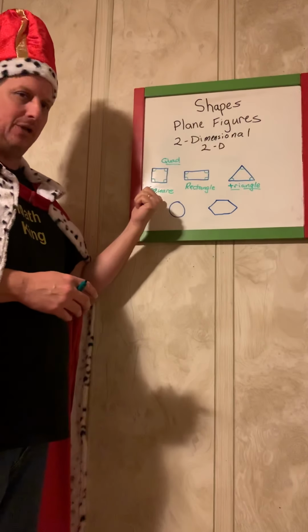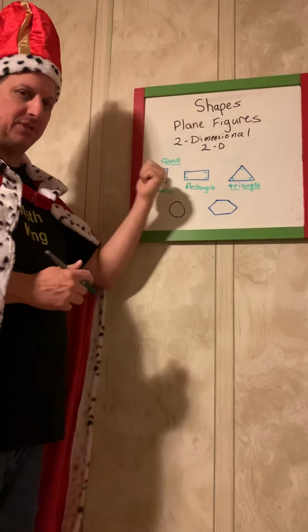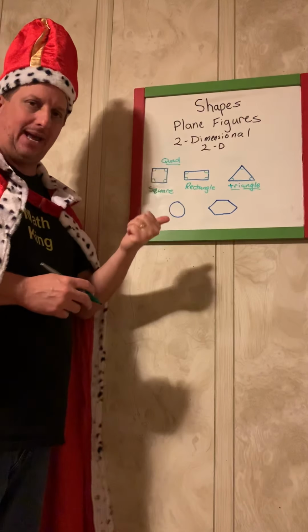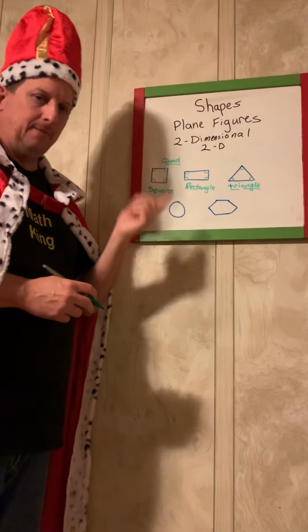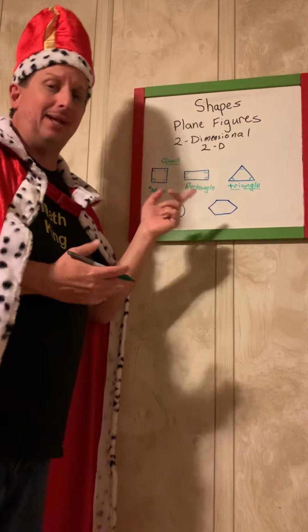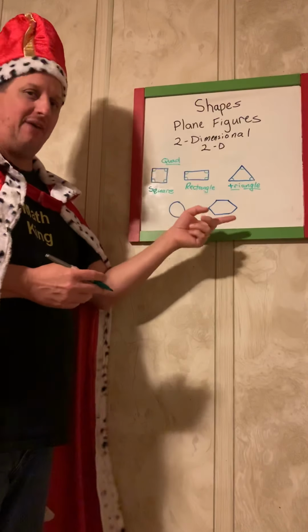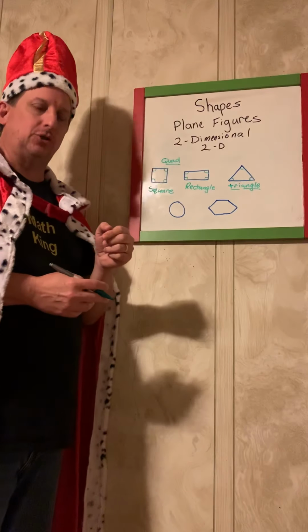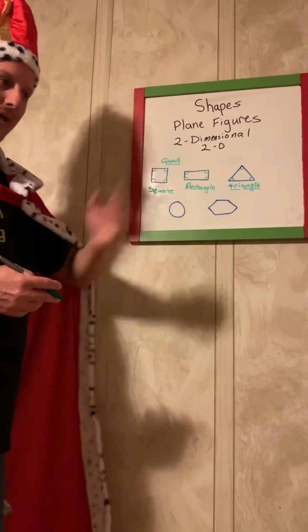A square is a quadrilateral. All 4 sides are the same length and has 4 square corners or right angles. A rectangle is also a quadrilateral, 4 sides. They don't all have to be the same length. They can be, but they don't have to be. But they also have to have the 4 sides and 4 angles too. And they have to be square corners, right angles.